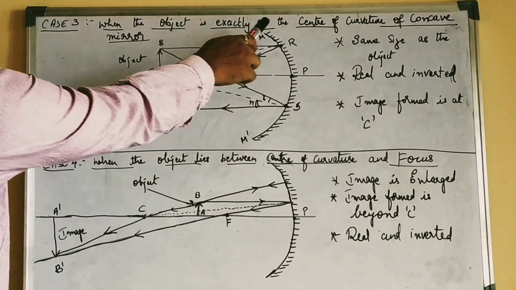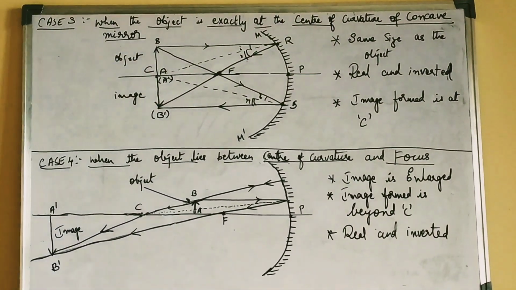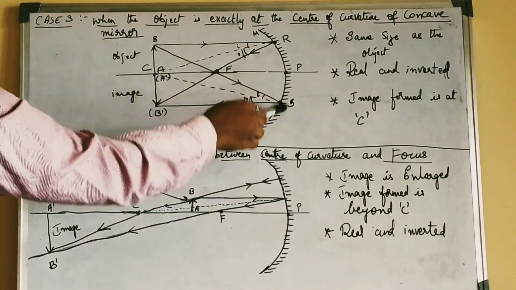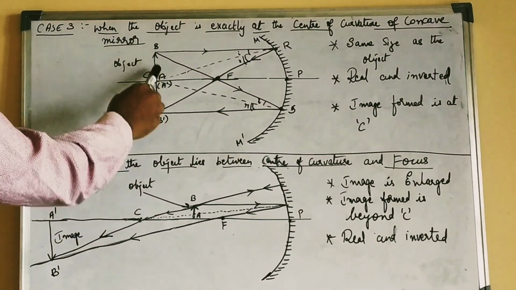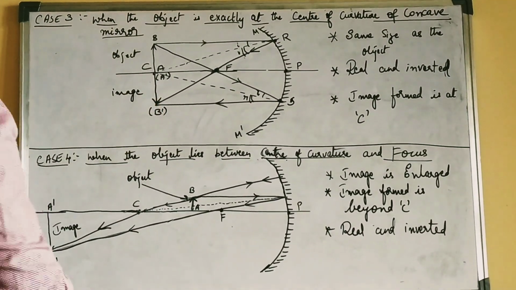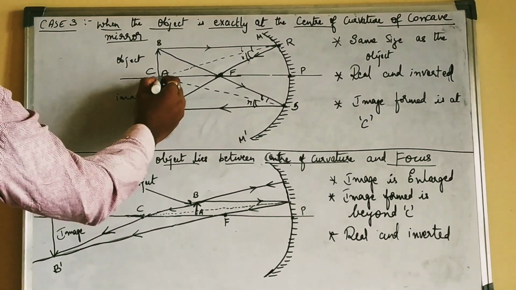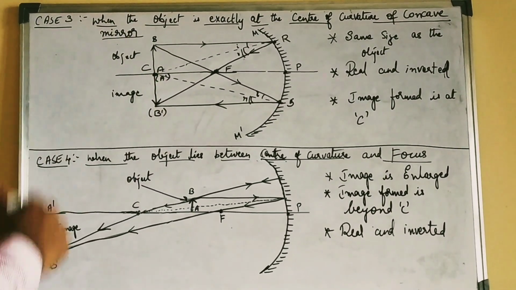When the object is exactly at the center of curvature of the concave mirror. Now you can see here, this is the concave mirror, M dash is the concave mirror, AB is the object. Okay, now this object is exactly at the center of curvature. Now you can see here. Okay, now let us see.